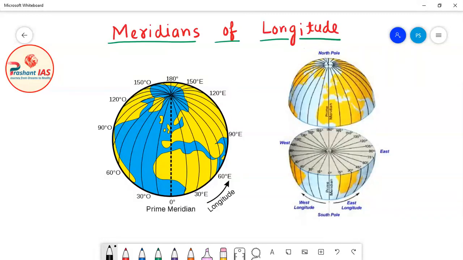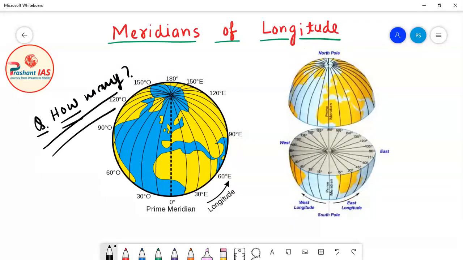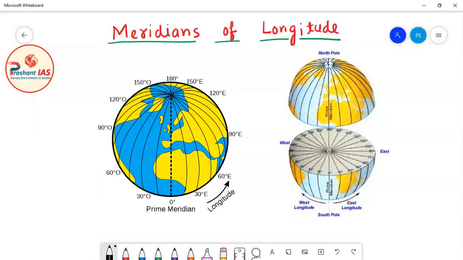Now friends, we have another important question. So now our question is: in total, how many longitudes are there? Okay, so what is our question? Our question is how many longitudes are there in total? Now I will teach you how many longitudes there are, and I will also teach you about different longitudes. So friends, let's suppose that this is diagram number 1.